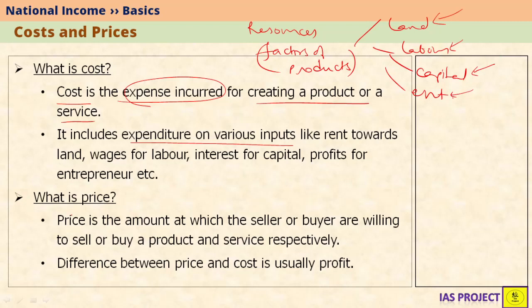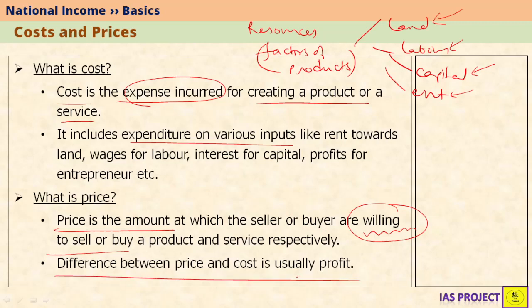Then what is price? Price is an amount at which seller or buyer are willing to sell or buy a product or service. So, price is nothing but a willing amount at which the buyer or seller wants to buy or sell a goods or service. So the difference between cost and price is that cost is an expense incurred, while price is the amount at which seller or buyer are willing to buy. Difference between price and cost is usually called as a profit.